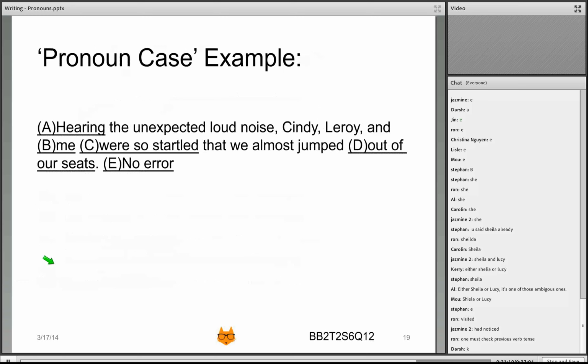And let's do one more. Take a look at this. When you get it, type your answer into the chat window, but don't send it.